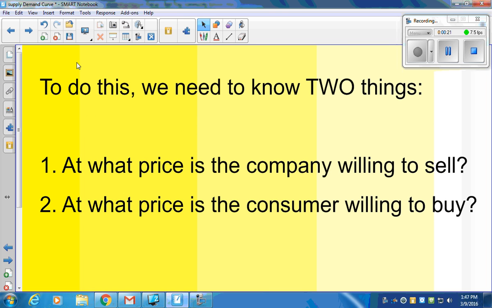To do this, there's two things we've got to find out. First off, look at the seller or the producer, look at what they're willing to sell their goods for, and second, we have to look at what the consumer, you guys who are going to buy goods, are willing to pay for it. It wouldn't do much good for a company to make a product that cost them $25 to make if no one would buy it for more than $15.